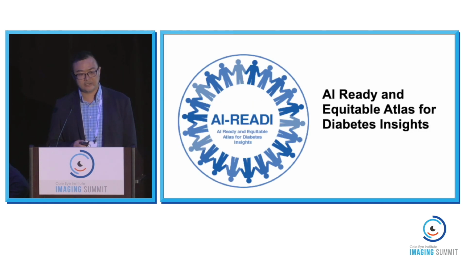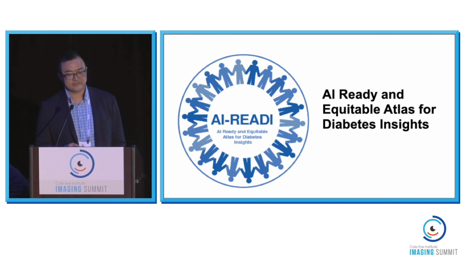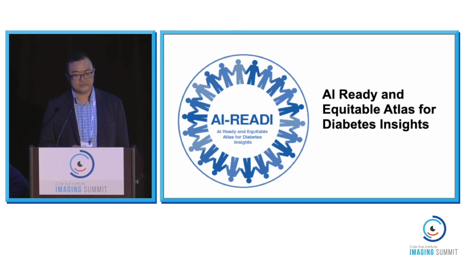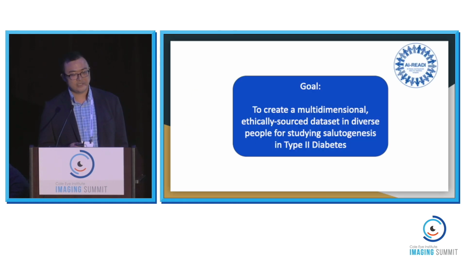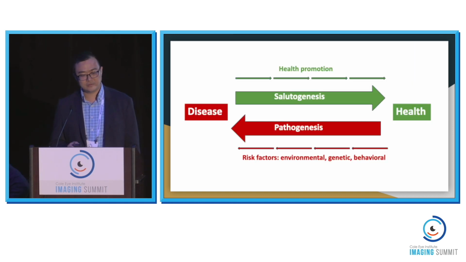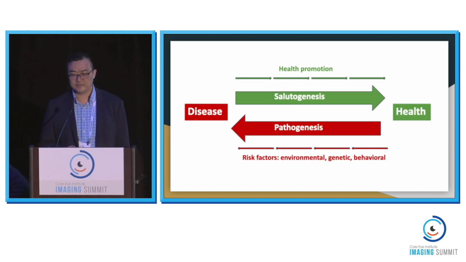And our project is called AI Ready. It stands for AI Ready and Equitable Atlas for Diabetes Insights. And what we're trying to do is build a data set that could be used to study type 2 diabetes. And so the overall goal is to create a multidimensional, ethically sourced data set in diverse people for studying salutogenesis in type 2 diabetes. You probably understood most of the words in that sentence except for the word salutogenesis.